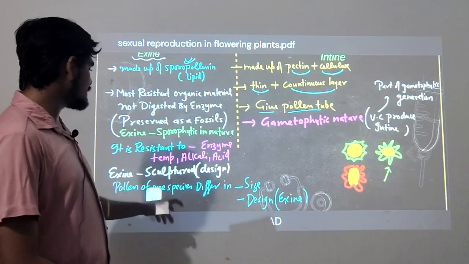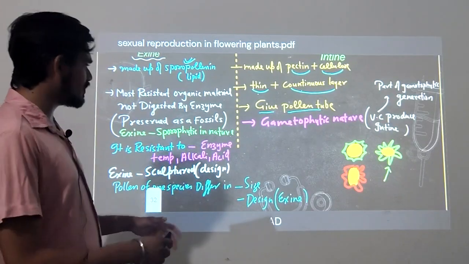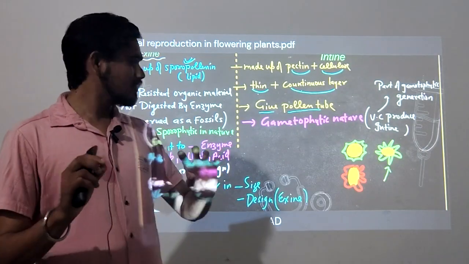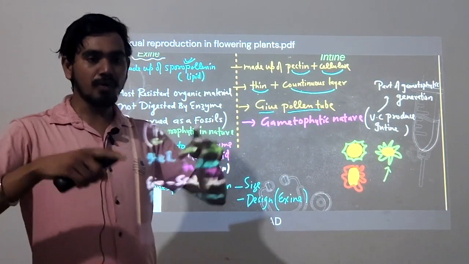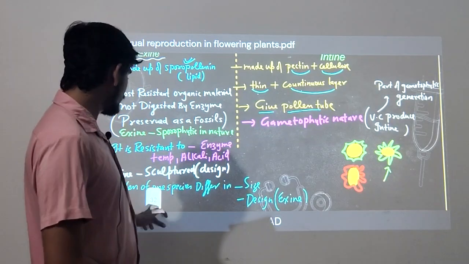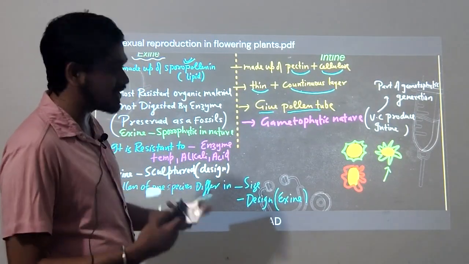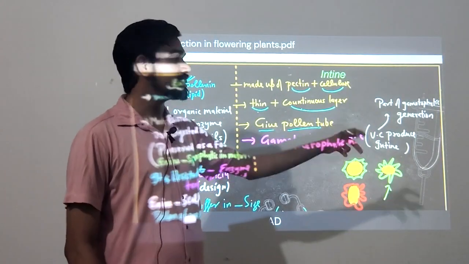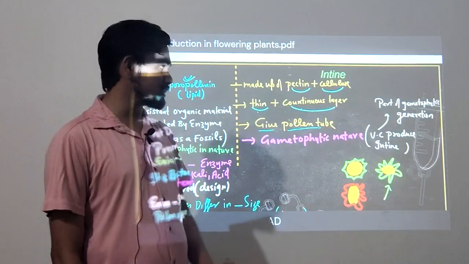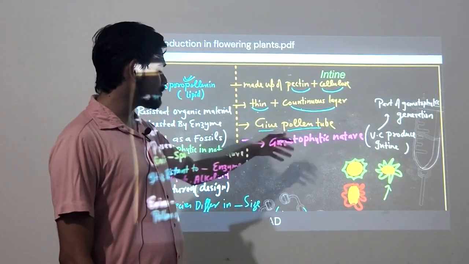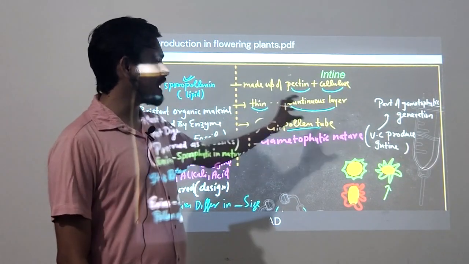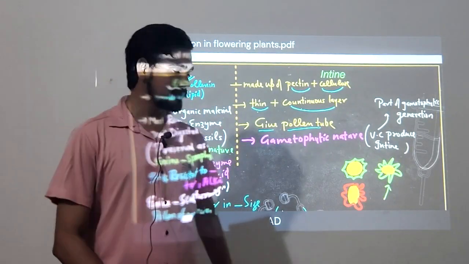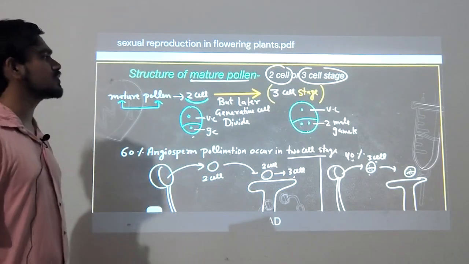Now the exine has a sculptured design. We can find different pollen grains with very beautiful, fascinating architecture on the outside, the structure of the exine. Pollen of one species differs in size, and even the design of the exine can be different. Now the intine is made up of pectin plus cellulose, and it is a thin, continuous layer that gives rise to the pollen tube. It is a part of the gametophyte generation, and the vegetative cell produces the intine.